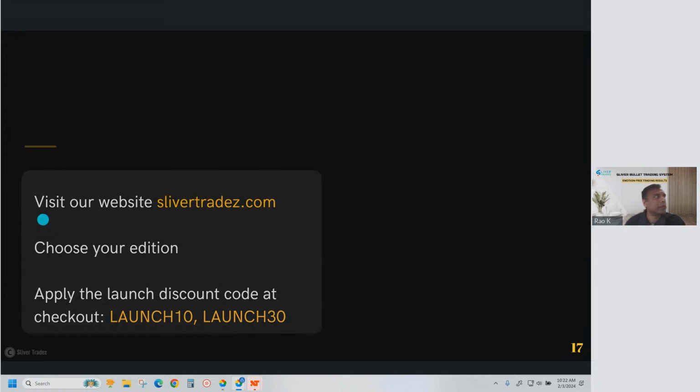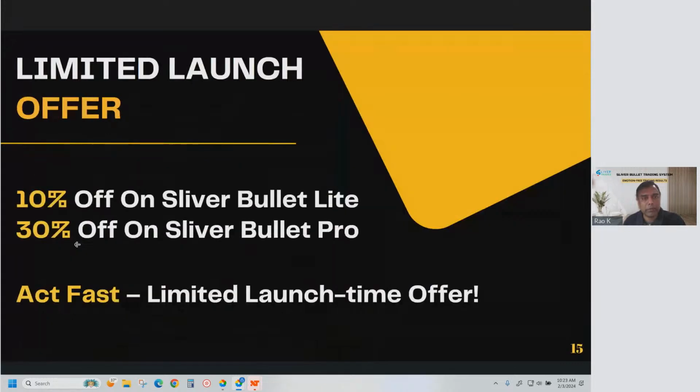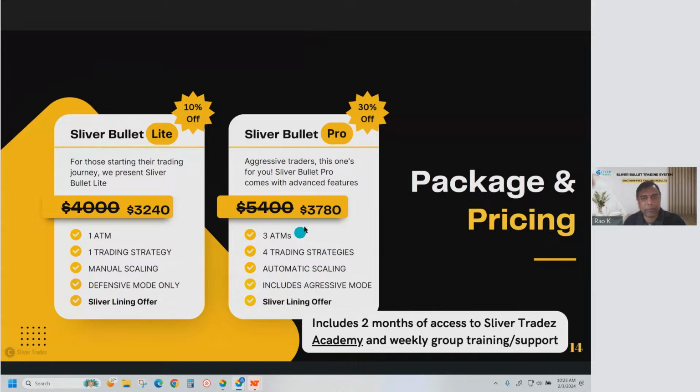Feel free to ask questions. The difference between the two versions is that Bullet Pro is more feature packed and more powerful. It has more ATMs and trading strategies. For all practical purposes, this is the version you would need. All our customers have purchased Sliver Bullet Pro, and the way we have priced it, buying Sliver Bullet Pro is more meaningful, because for just $500 more, you get a lot more.